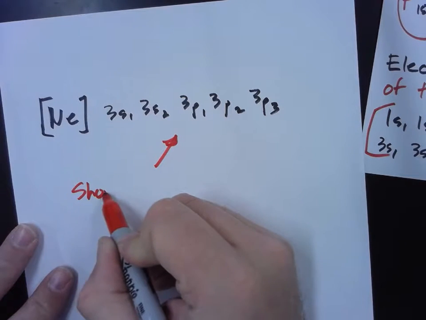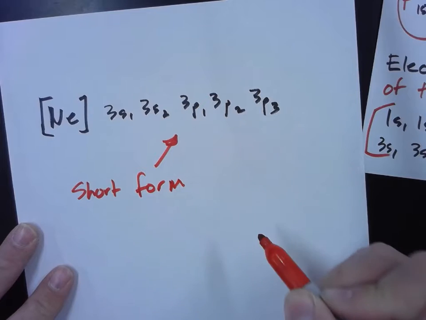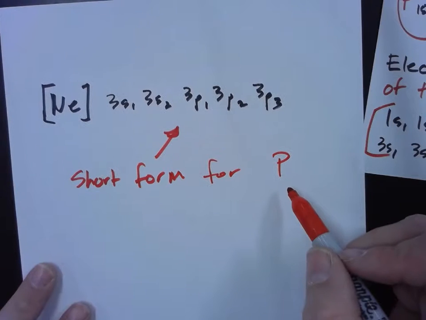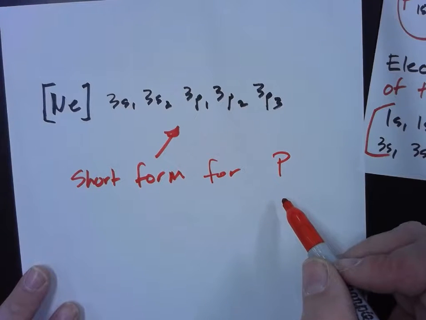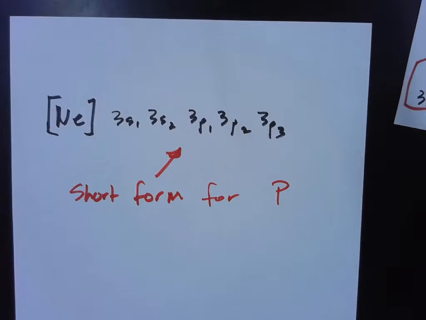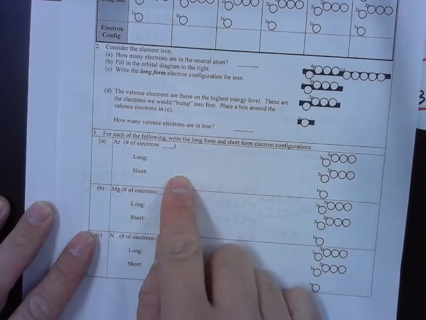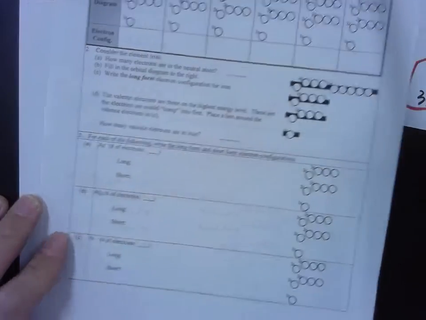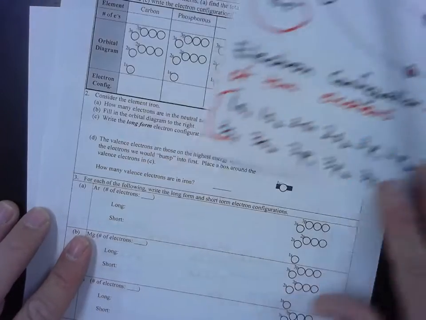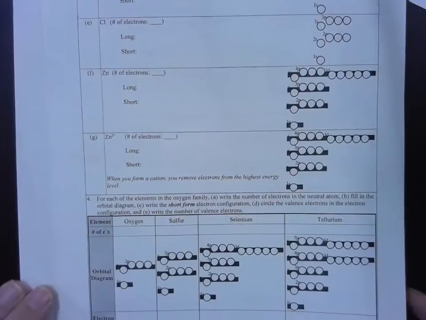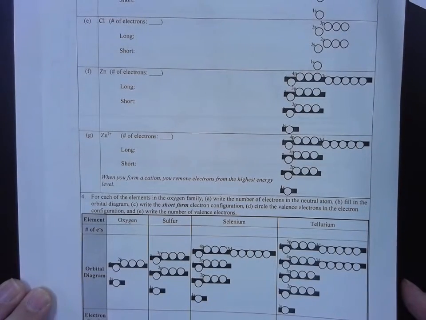Short form. For what element? For phosphorus. Short form for phosphorus. So that's how you do electron configurations. You're going to see those on your worksheet too. Let me see your worksheet. So it'll ask you here, do the long form, then do the short form. That's what they're asking for. Long form is this guy. Short form is that right there. And that should be it. I think that's everything you need to know to complete this thing.